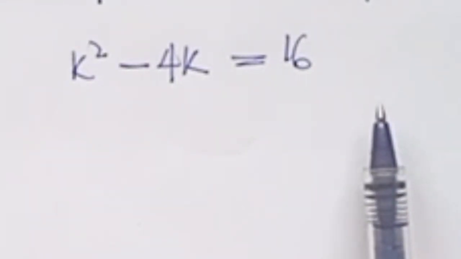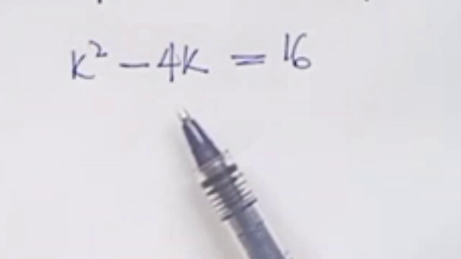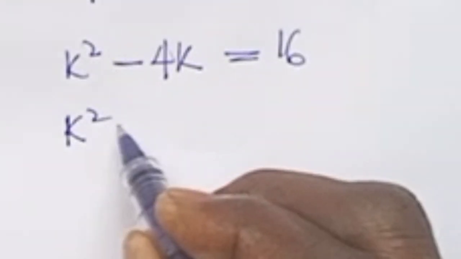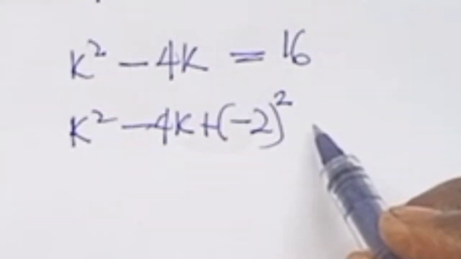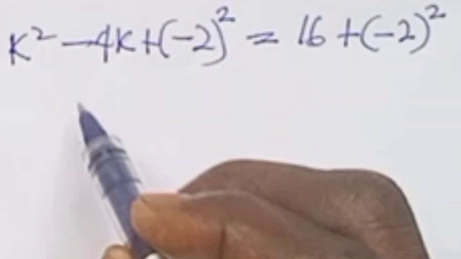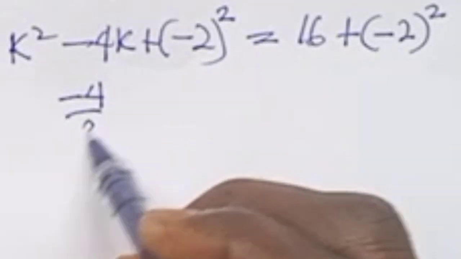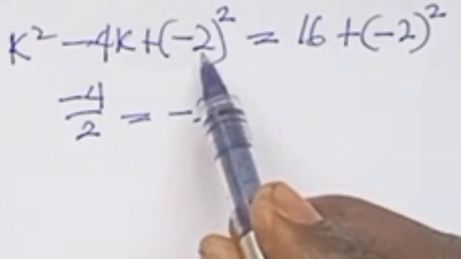So this is a typical quadratic equation, and we're going to use the completing the square method in solving this, which allows us to add the square of half the coefficient of k to both sides. The coefficient of k here is minus 4, and half of minus 4 is minus 2. That is k squared minus 4k plus (minus 2) squared is equal to 16 plus (minus 2) squared. Minus 2 is gotten from minus 4 over 2, which is half the coefficient of k. Eventually, this gives us minus 2, and we are fine.